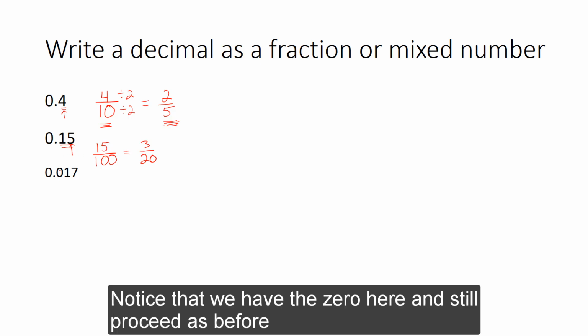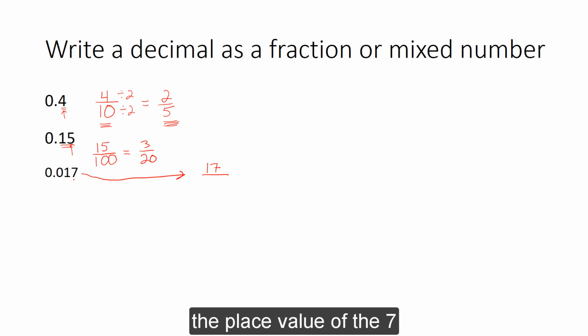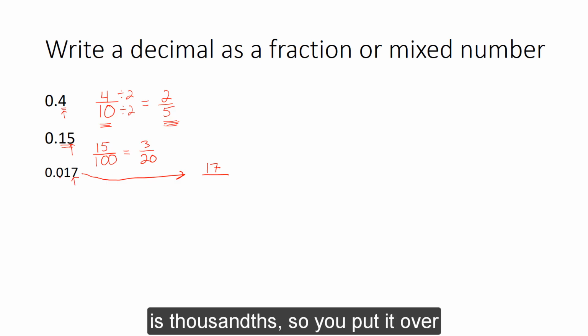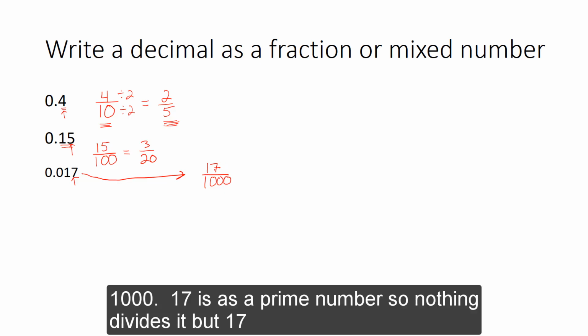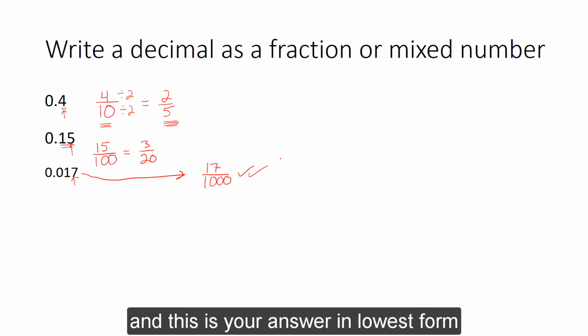Likewise, notice that we have this 0 here, so we still proceed as before. Let me kind of do it out here where there's a little bit more room. The 17 is the number that follows the decimal point. Now notice that the place value of the 7, well, that's tenths, hundredths, thousandths. So in this case, you have to put it over 1,000. 17 is a prime number, so nothing is going to simplify it except 17. 1,000 is not divisible by 17, and so that would be your answer in lowest form.